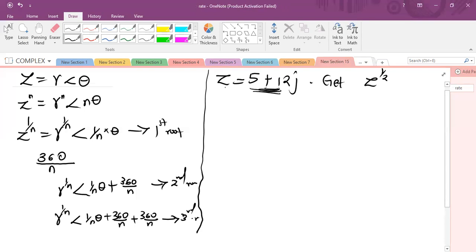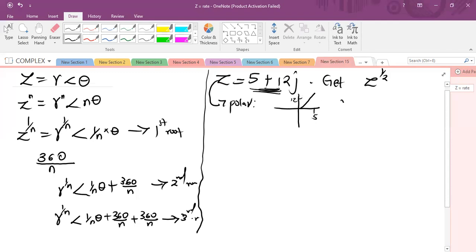So the first thing is to convert it to polar, because all this raising to power, we've been doing them in polar. De Moivre's theorem is given in polar. So we will first of all start by converting this to polar. Converting this to polar, we have to have a sketch and know in which quadrant this lies. So 5 on the positive x-axis, 12, so 5, 12. It will obviously be in the first quadrant.